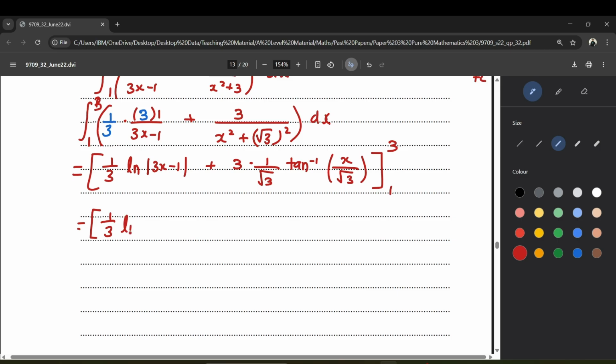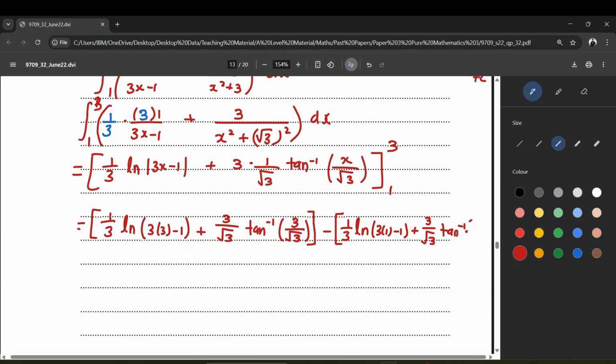So we have 1 over 3 ln 3 times 3 minus 1 plus 3 over root 3 tan inverse 3 upon root 3. Okay, so that's the first one. The second would be 1 over 3 ln 3 times 1 minus 1 plus 3 over root 3 tan inverse of 1 upon root 3.